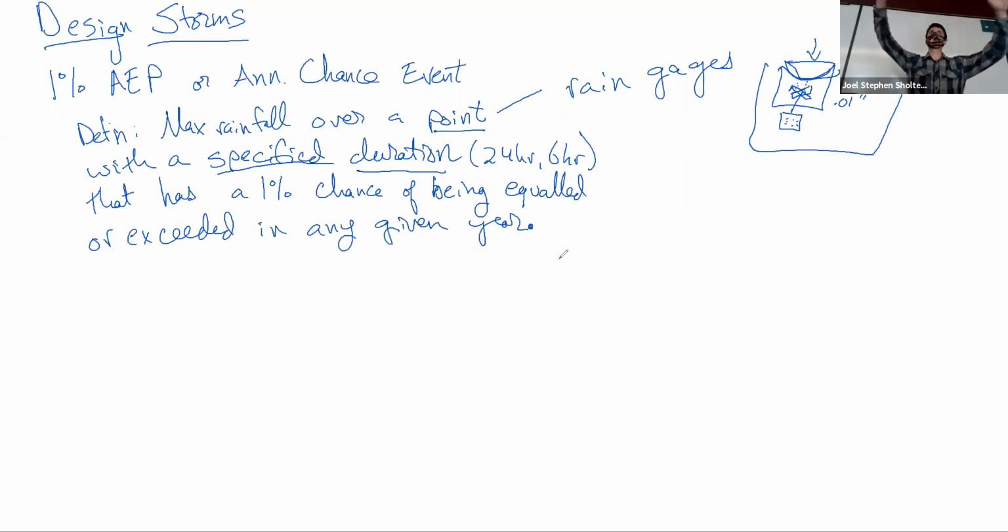But obviously rain falls over a watershed, and what happens over a point is much different than what happens over a huge watershed. So we'll talk about that on Thursday.